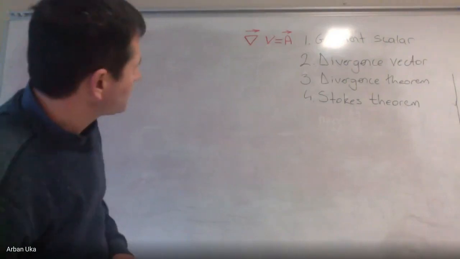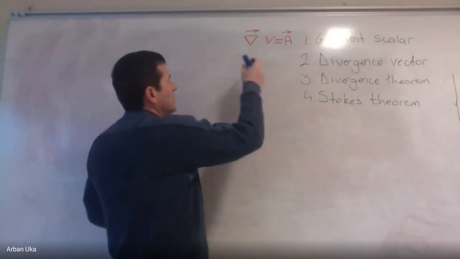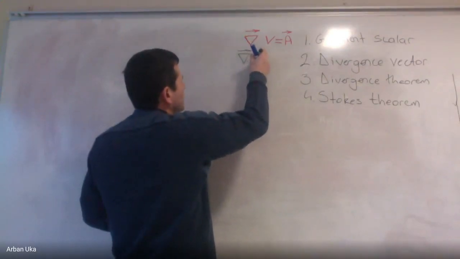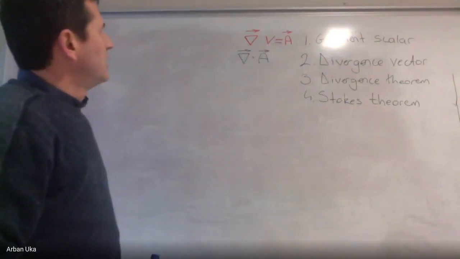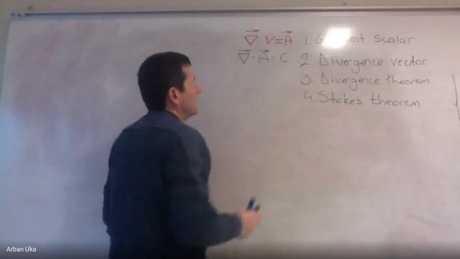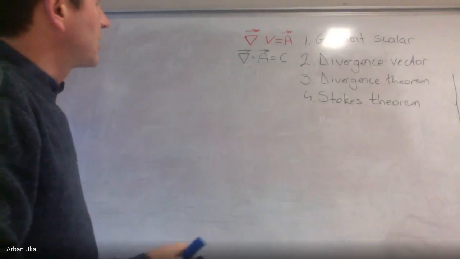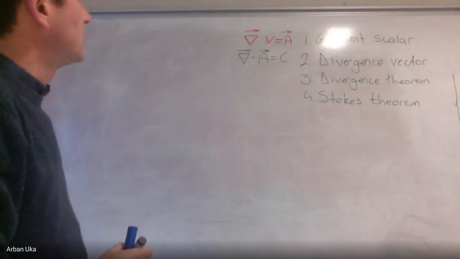And then we can take the divergence of a vector field, and the divergence of the vector field we denote as the del operator dotted with A. And the result is a scalar. So in order to write it as a scalar, allow me to write this one as C, a constant, assuming that it's not a vector quantity.